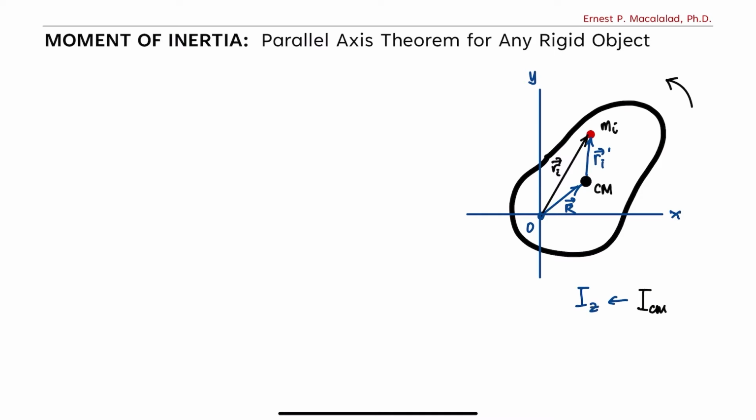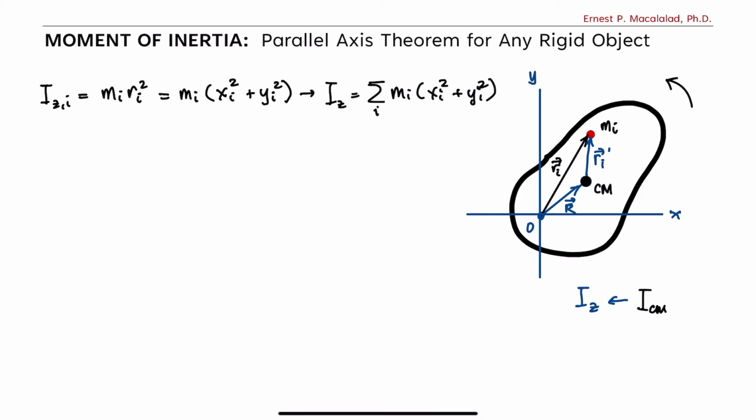So this becomes Iz. Now, for this particle i, the moment of inertia is given by Izi equals Mi Ri squared. And by the Pythagorean theorem, this is equal to Mi times Xi squared plus Yi squared. So therefore, the total moment of inertia of this object would be equal to the sum of Mi times Xi squared plus Yi squared for all i's. So again, here Mi is the mass of particle i, and Xi and Yi are the positions of particle i with respect to the origin.